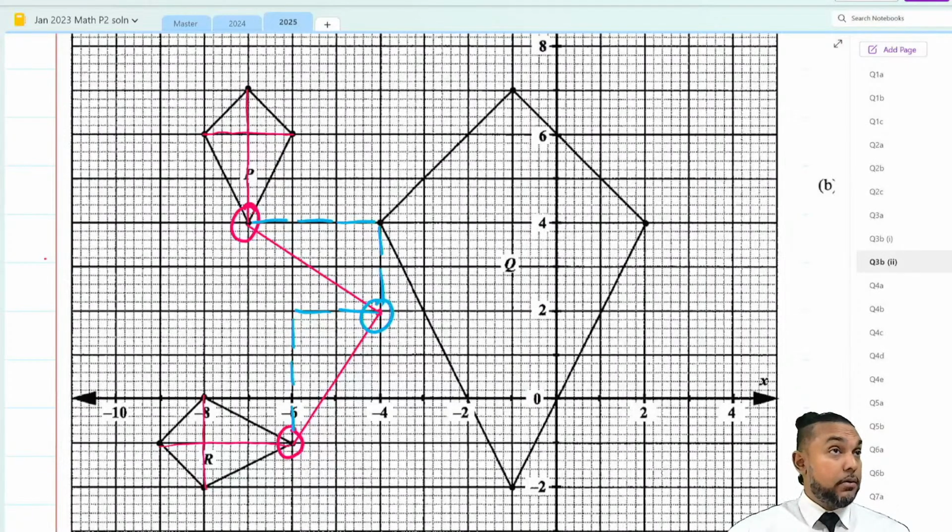What we could do to make sure is test the other corresponding vertices as well. Right? So this is 4 minus 4 and 2.